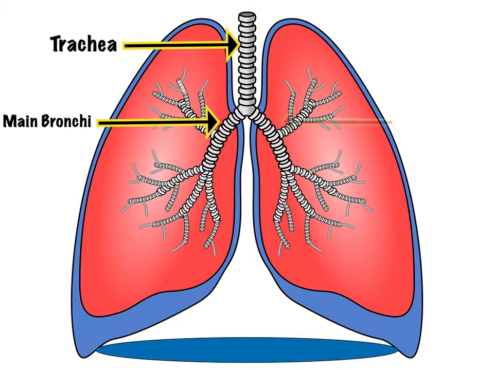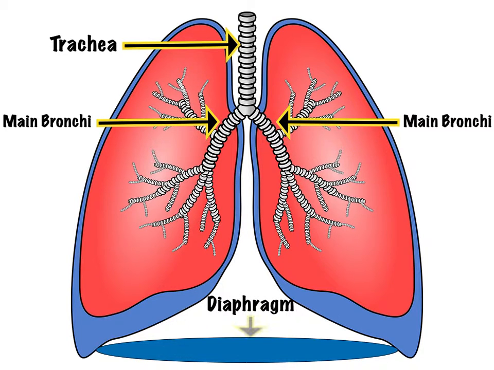Next, we have the main bronchi. There are two, one that goes into our left lung and one that goes into our right lung. They are responsible for carrying the air into and out of our lungs. Another important structure is our diaphragm. The diaphragm is very important in ventilation. It is a muscle that is located between the thoracic cavity and the abdominal cavity. It helps increase and decrease the space in our chest cavity during the process of breathing.